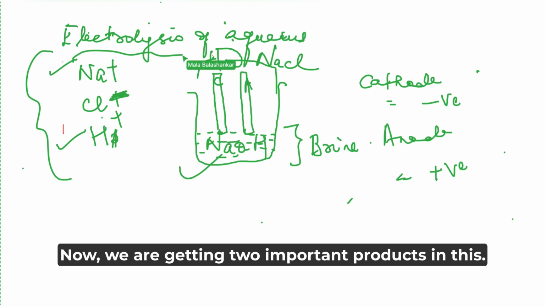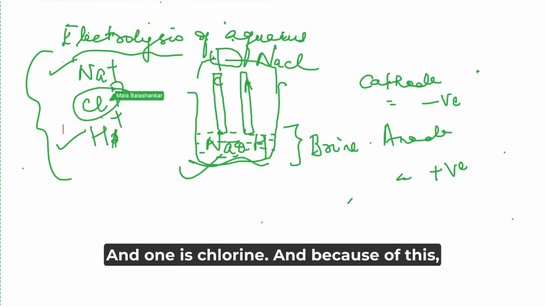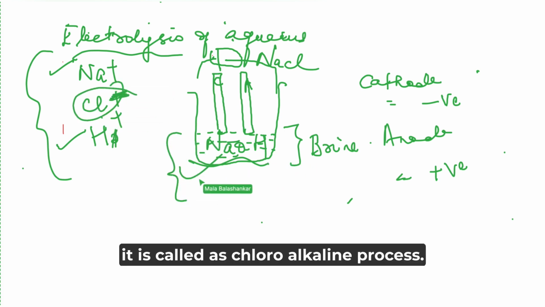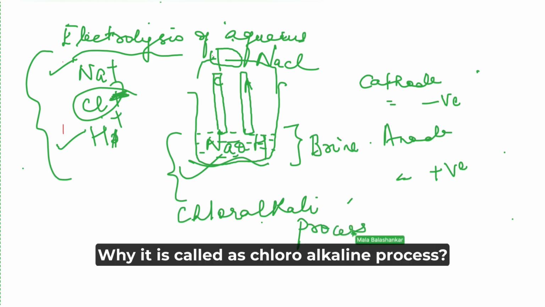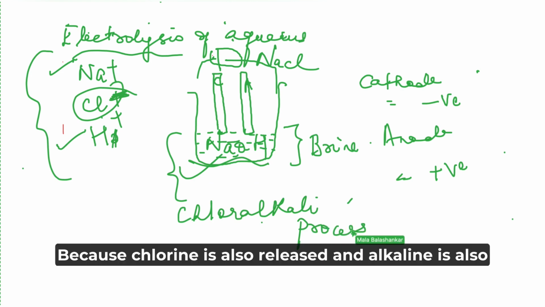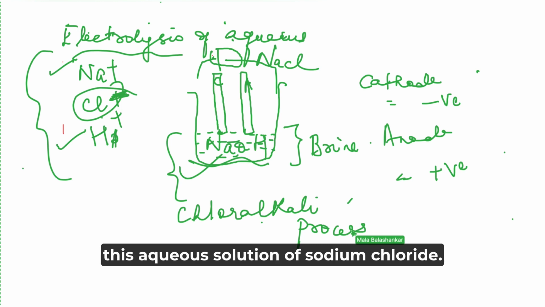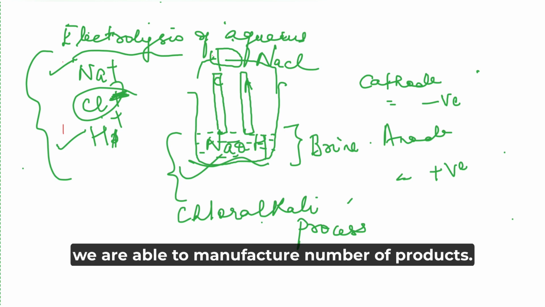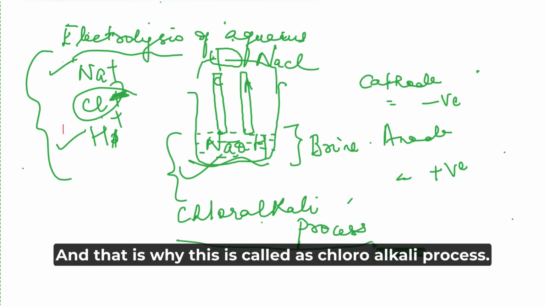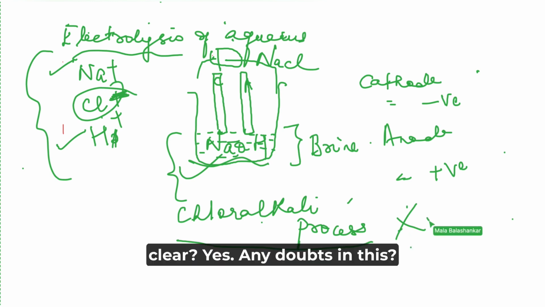Now we are getting two important products in this: one is the alkali and one is chlorine. Because of this, it is called the chlor-alkali process. Why is it called the chlor-alkali process? Because chlorine is released and alkali is produced in the electrolysis of this aqueous solution of sodium chloride. And from this sodium hydroxide, we are able to manufacture a number of products. That is why it is called the chlor-alkali process. Important. Clear? Any doubts in this?